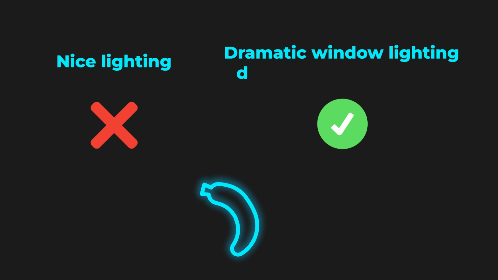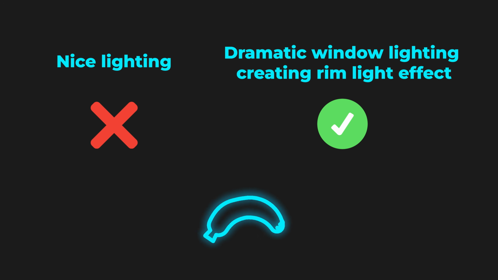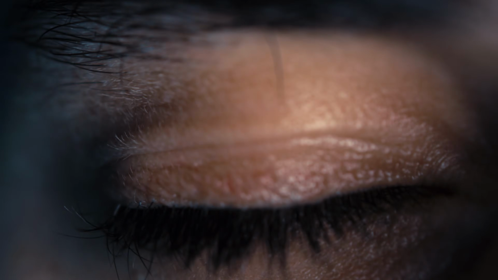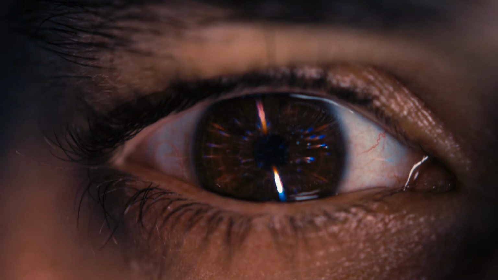But here's where most people mess up: they get lazy with one component. Maybe they'll say "nice lighting" instead of "dramatic window lighting creating rim light effect." That specificity matters. The AI needs to understand exactly what you're visualizing, not just the general vibe.